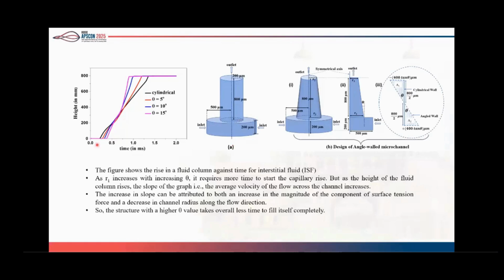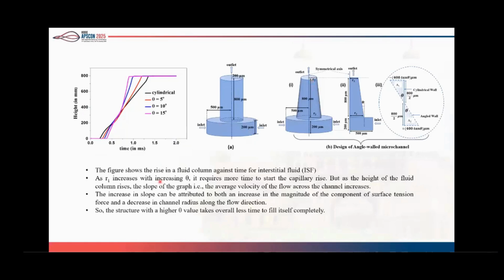So for that, in the beginning, the rise in the fluid column for the cylindrical one is much more than the angled one, because the derivative of the height with respect to time is the slope, that is the speed. The speed increases first, but as the fluid moves upward, the radius increases and goes up to R.